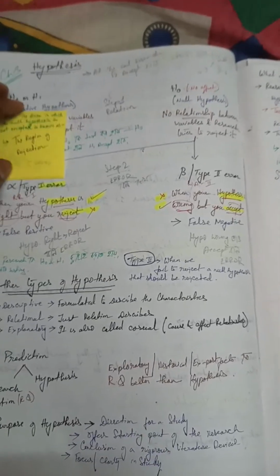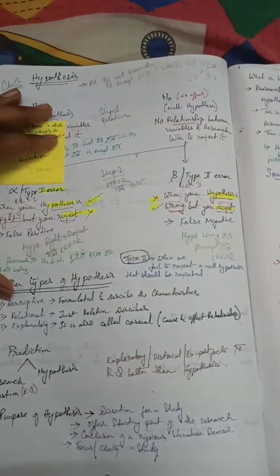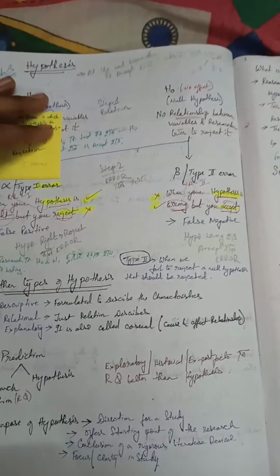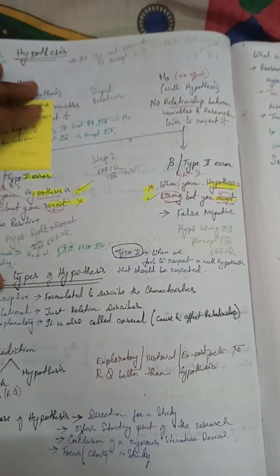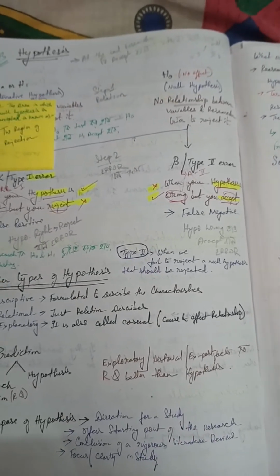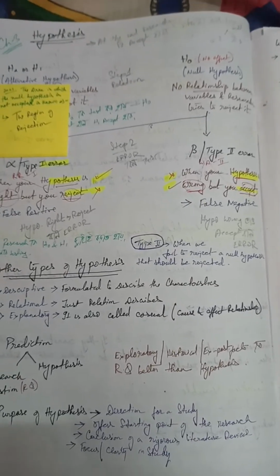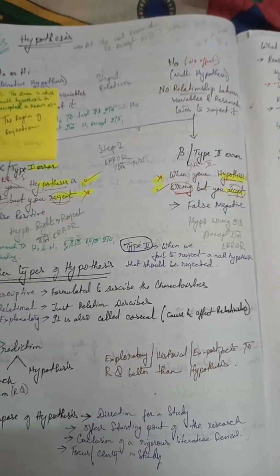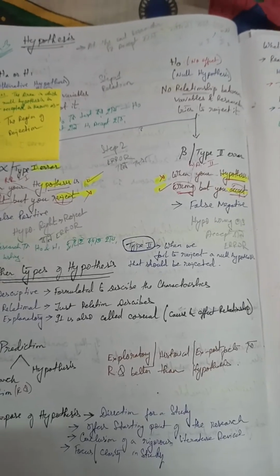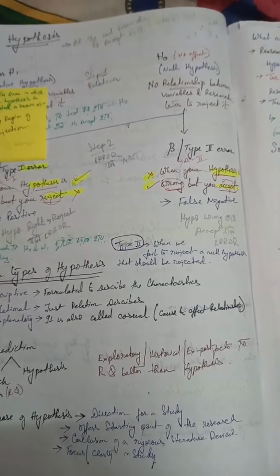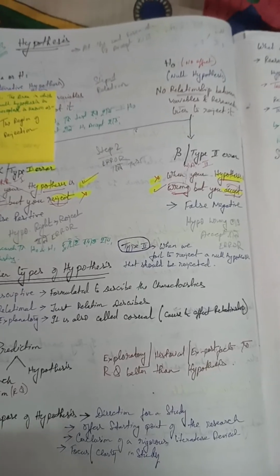There are some other types of hypothesis as well: descriptive, relational, explanatory. Descriptive hypothesis is formulated to describe the characteristics. Relational hypothesis just shows the relations and describes them. Explanatory hypothesis shows the cause and effect relationship.